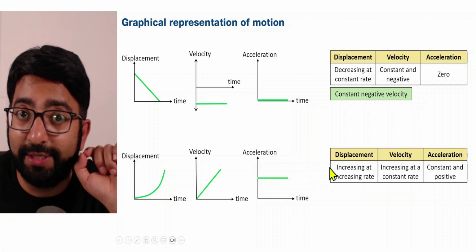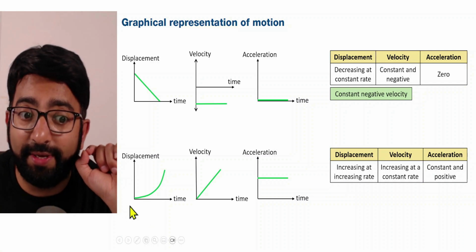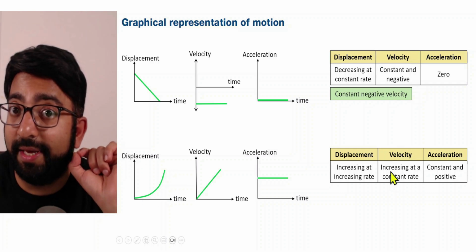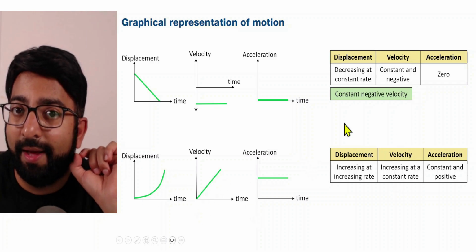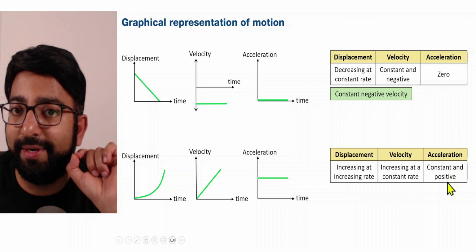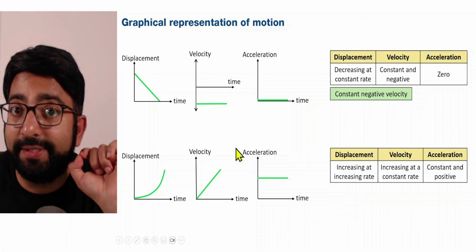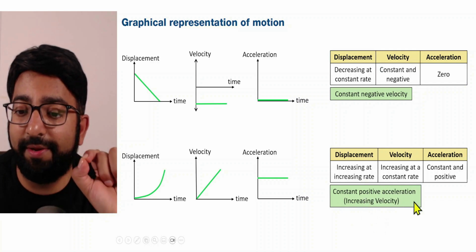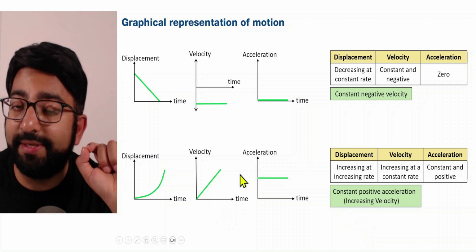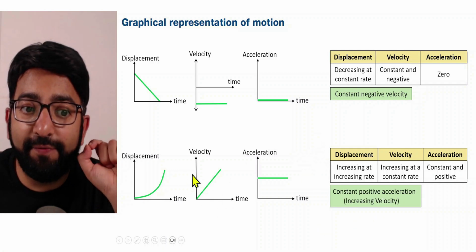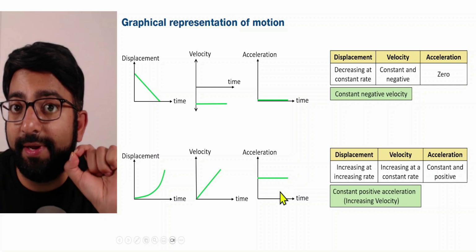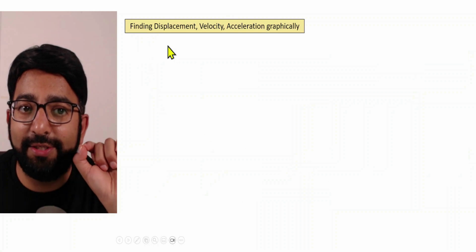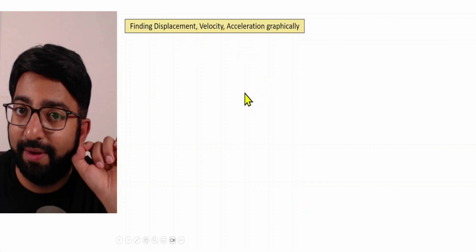So let us summarize. Displacement of the particle is increasing, as you can see in the graph, but it is increasing at an increasing rate. Velocity is increasing, but at a constant rate. Acceleration, on the other hand, will be constant and positive. To conclude, all these graphs represent a particle which is moving with a constant positive acceleration. And of course, the velocity is increasing. So in the exam questions, if the graphs are given, we can easily read what kind of motion the particle is doing. So the next topic is finding the displacement, velocity, and acceleration graphically.